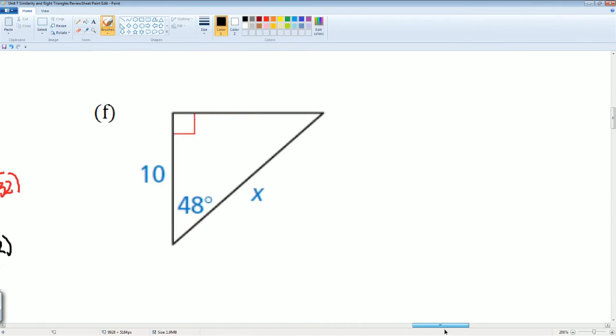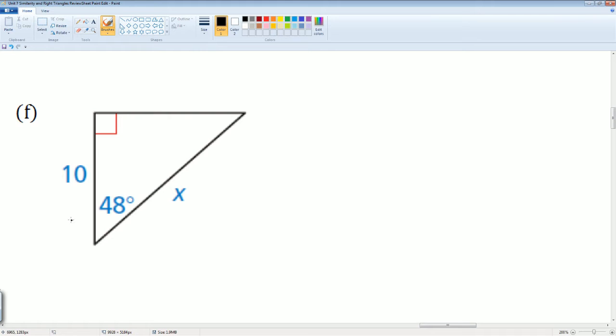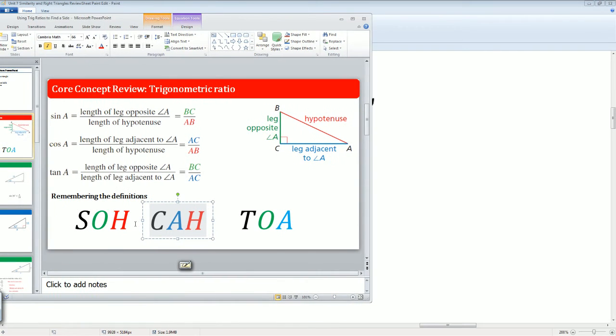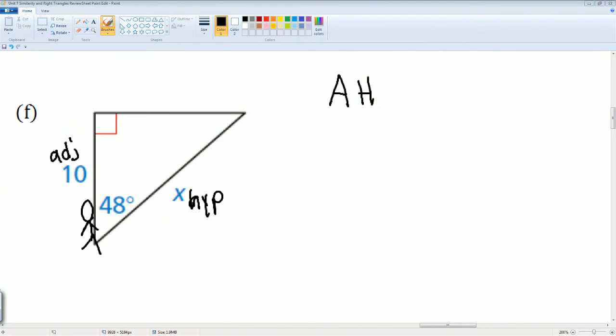F. We start by drawing our guy. At the 48 degree angle, we saw that 10 is as close to the guy, so that's the adjacent. The x is the longest side, so this is the hypotenuse. We have A and we have H. Look at our notes. That's our cosine, CAH. So we write our C here. CAH tells us it's cosine.